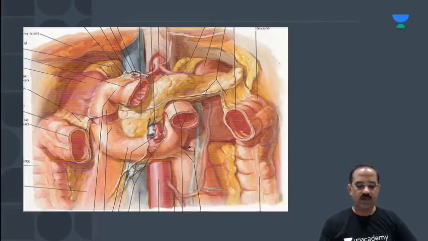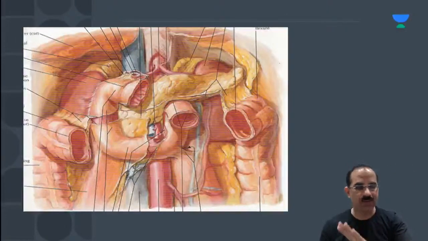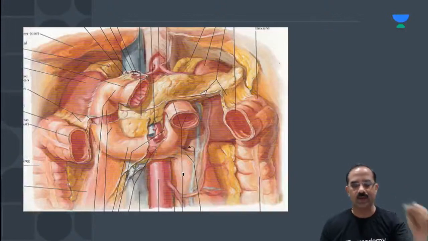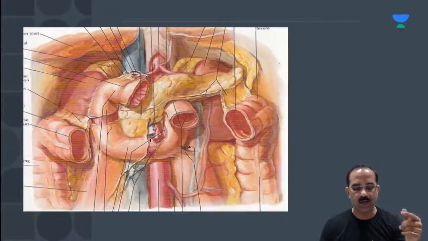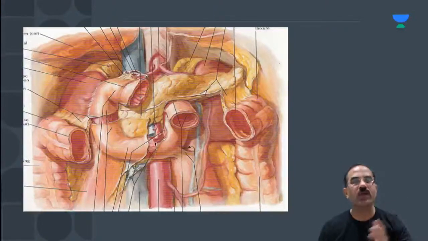Okay. Now starting with the third part of the duodenum. The third part of the duodenum is 10 centimeters in length. What is the vertebral level? L3. It is completely retroperitoneal. Anteriorly, it is crossed by the superior mesenteric vessels and the root of mesentery.